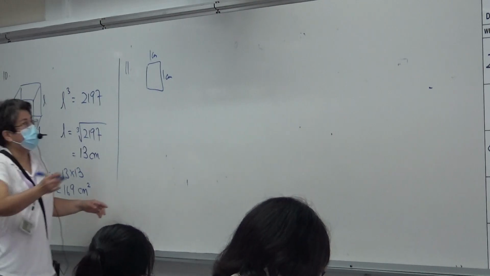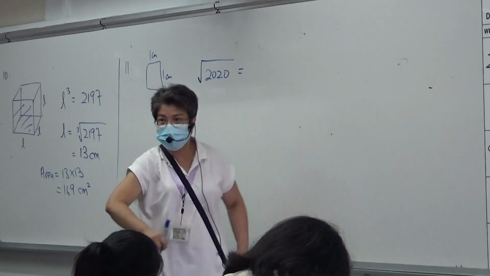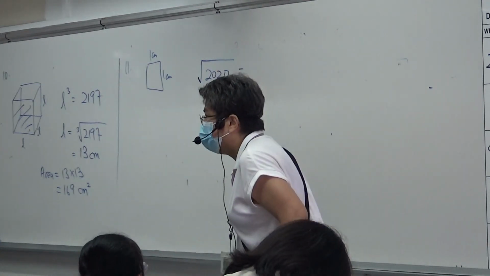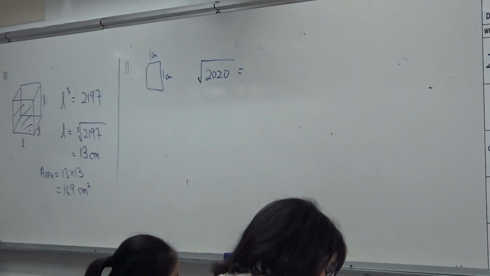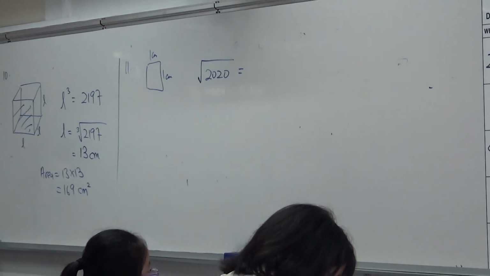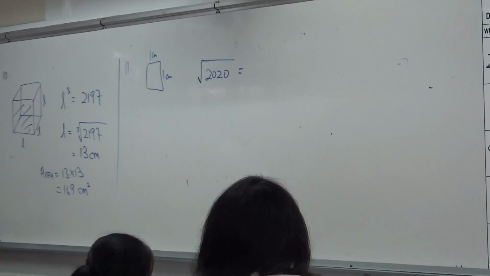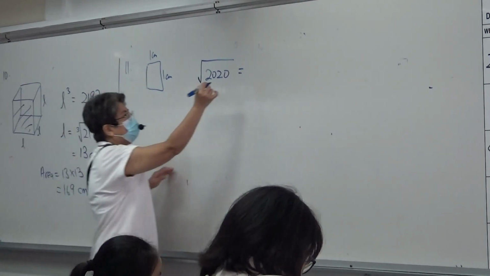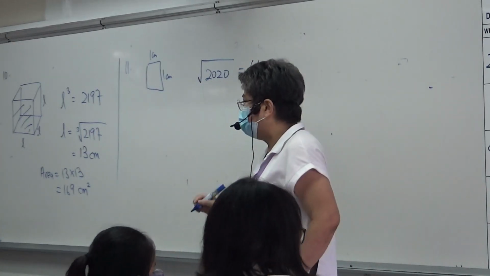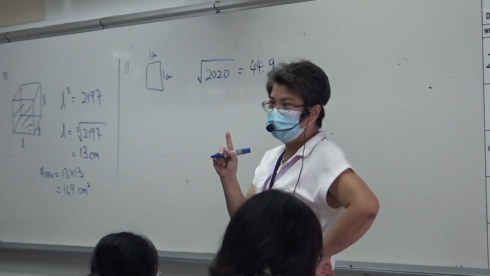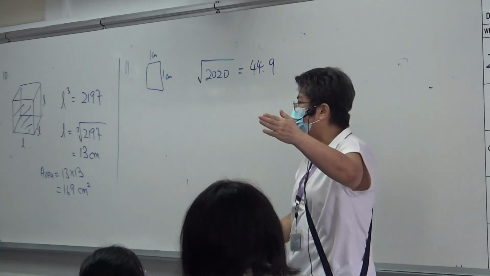Understand? Okay. So I must find the square root. All of you use a calculator. It's a decimal. Correct to one decimal place for me. 44.9. You just put 44.9 first. That means it cannot be 45, right? It must be 44, right?